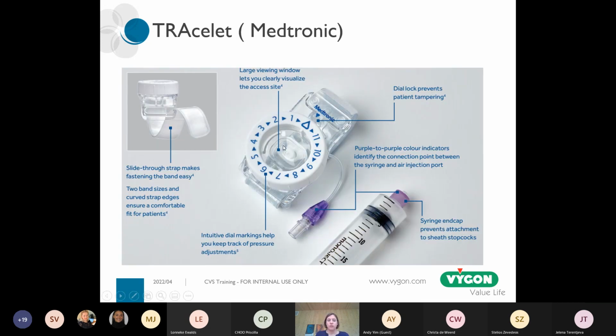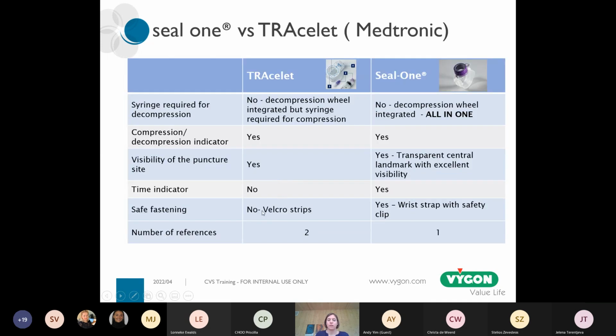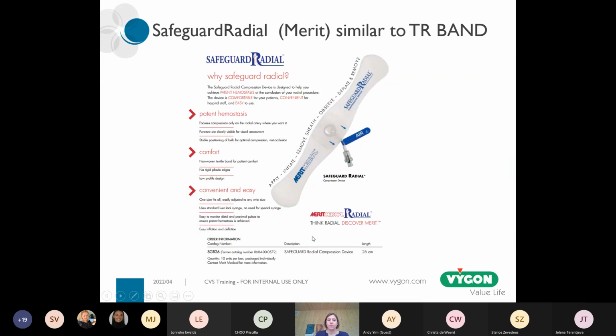Now you have the Medtronic compression system. This is a mix of the SIL1 and the TR-band. You have a syringe to inflate, but you don't need the syringe for the decompression. And it's not secure. And you have two references. Here, this is the Safeguard Radial from Merit. It is similar to TR-band, so the advantages and disadvantages are the same.